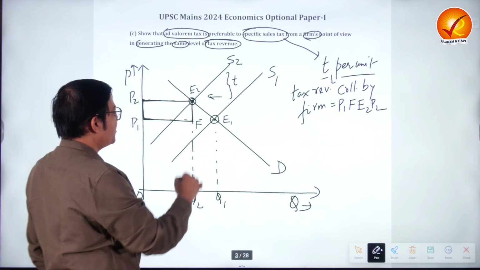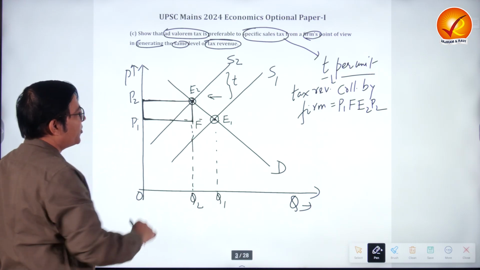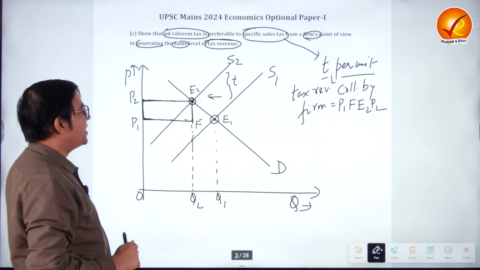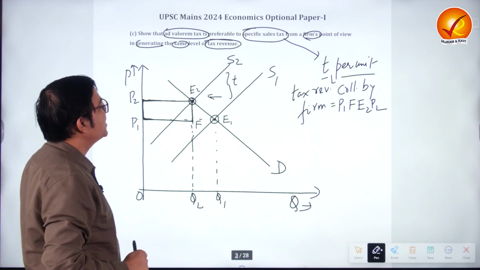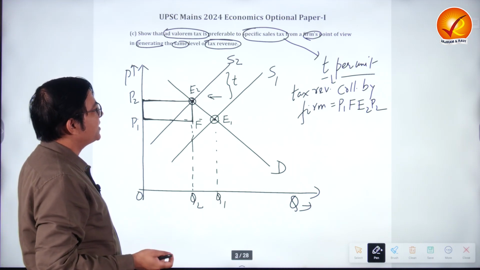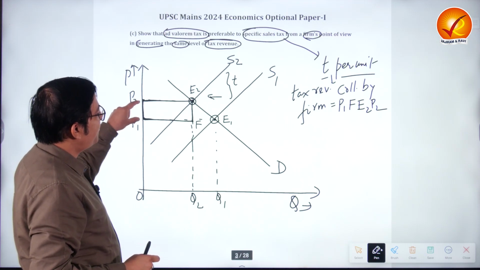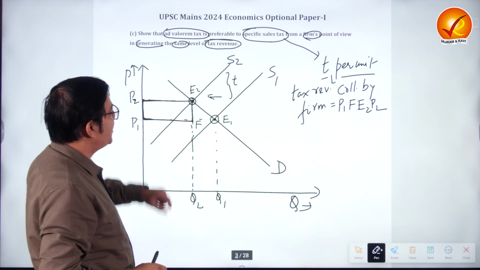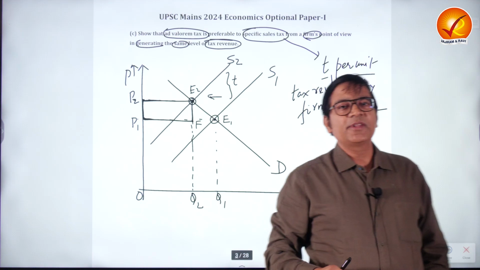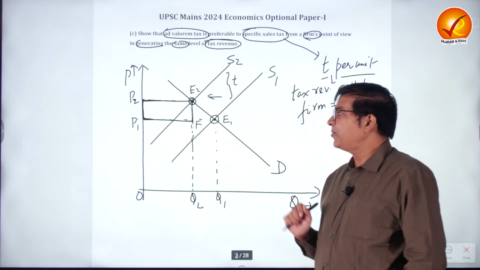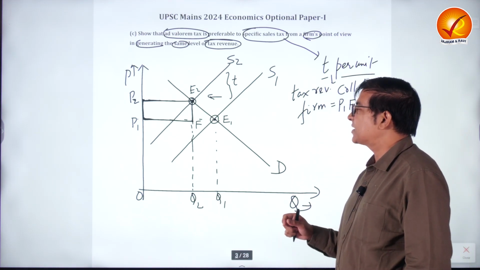You can shade it out if you wish, but I'm avoiding it so that it doesn't appear overcomplicated. The question, however, went further and said, show that for getting the same revenue, ad valorem tax will be better. Now this is slightly tricky, but let me tell you one way to handle such a situation.